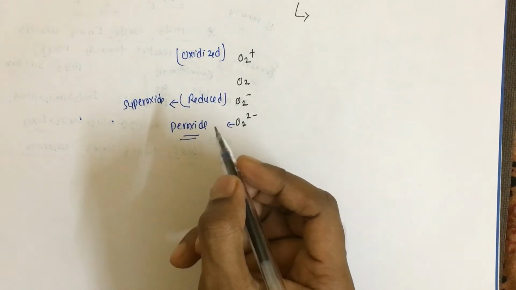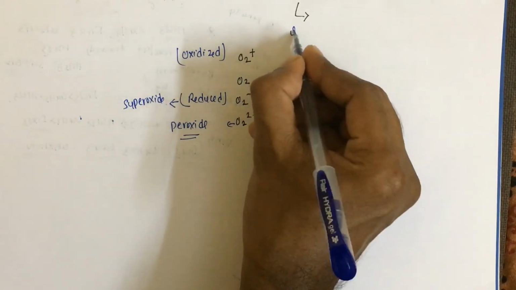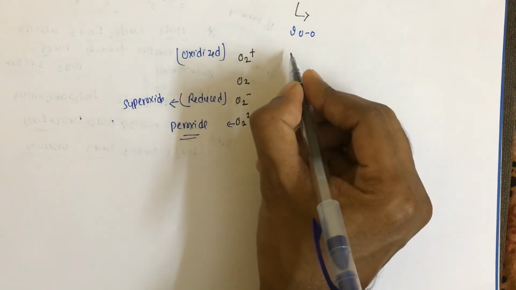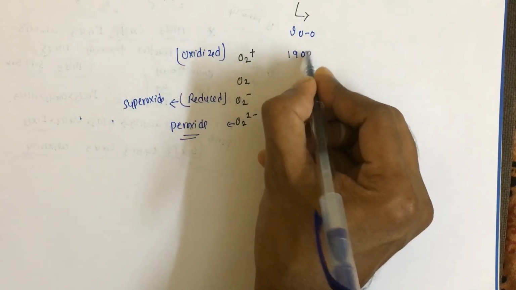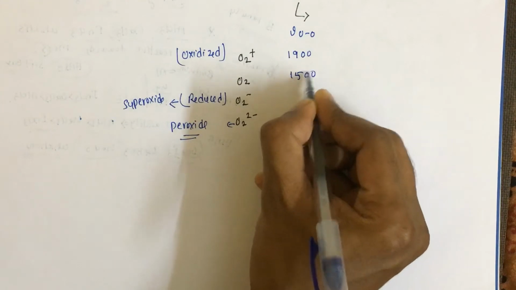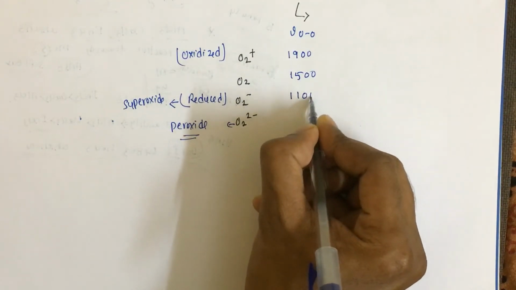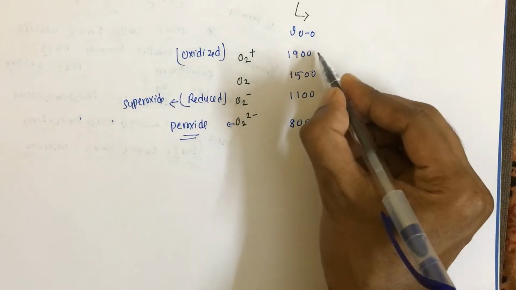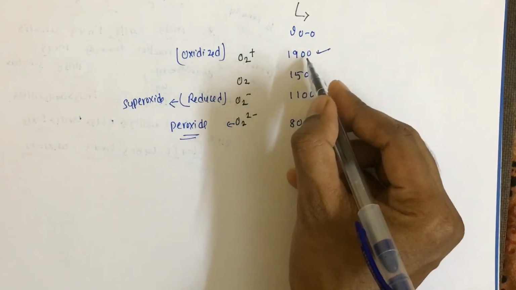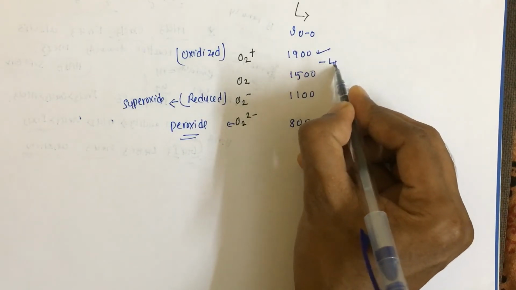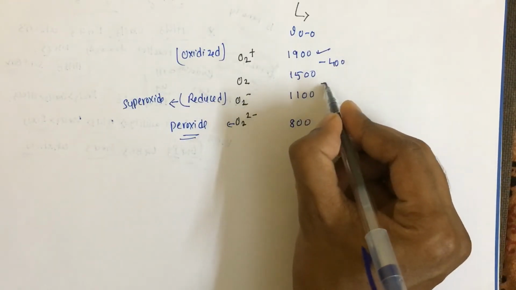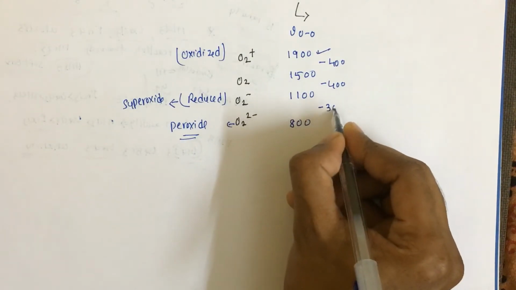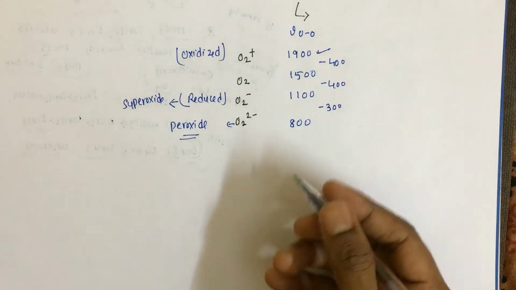Okay, and we see the stretching frequency for these oxygen species. In the case of the oxidized form, the stretching frequency comes around 1900, and this is 1500, and this is 1100, and this is 800. So it's very easy to remember. You just need to remember this 1900. 1900 minus 400 is 1500, 1500 minus 400 is 1100, and 1100 minus 300 is 800. So this way you can remember it.